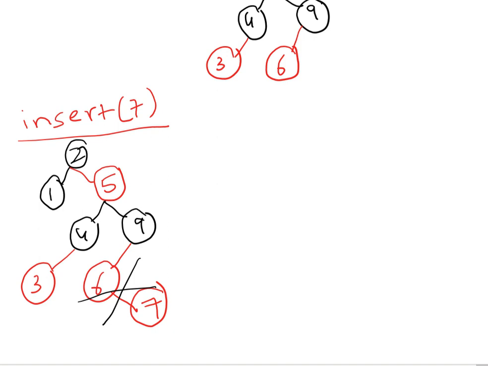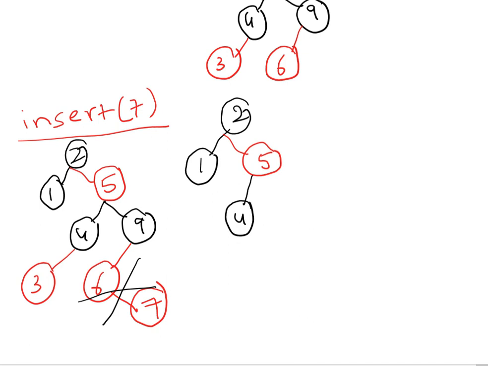So I will try to modify this one: I will put 2 here, 1 here, and I will keep 5 as it is. I am trying to change the colors, okay? And then if I put 4 as black and 9 as red, is it right? Wrong. A red node should have 2 black nodes. So this is not suitable. If you draw like this, this is not suitable.